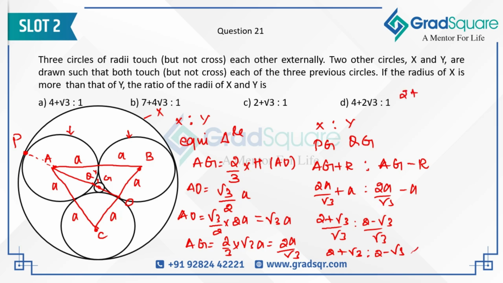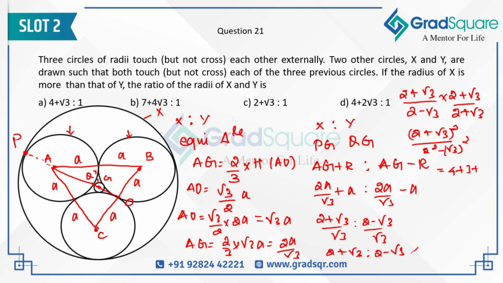2 plus √3 divided by 2 minus √3, multiplying with the conjugate, I get 2 plus √3 divided by 2 plus √3. This is going to be 2 plus √3 the whole square in the numerator, denominator a square minus b square, which will give me 4 plus 3 plus 4√3 in the numerator divided by 4 minus 3 in the denominator. So which will be 7 plus 4√3 by 1. So the required answer is 7 plus 4√3 is to 1. Option B is the answer for this question.